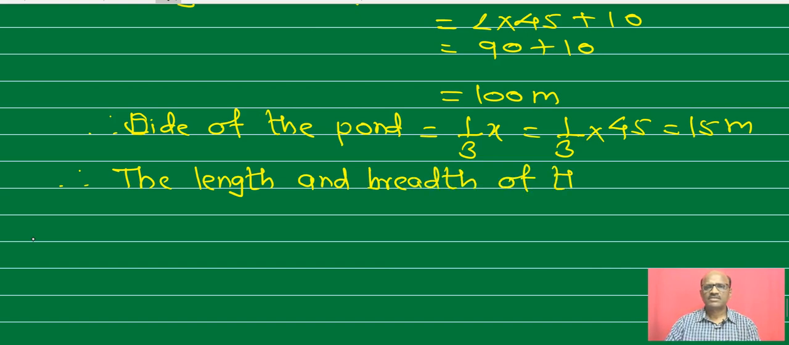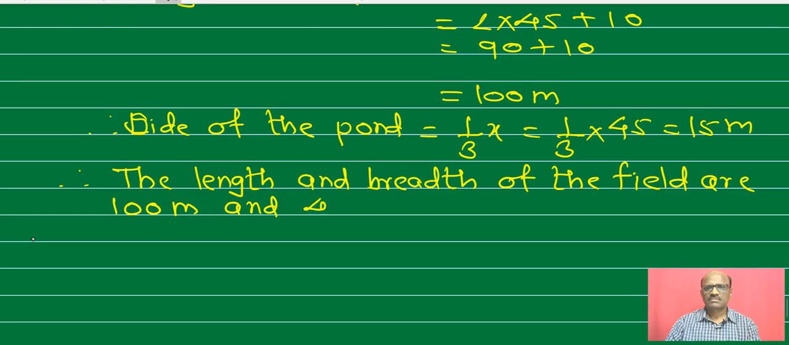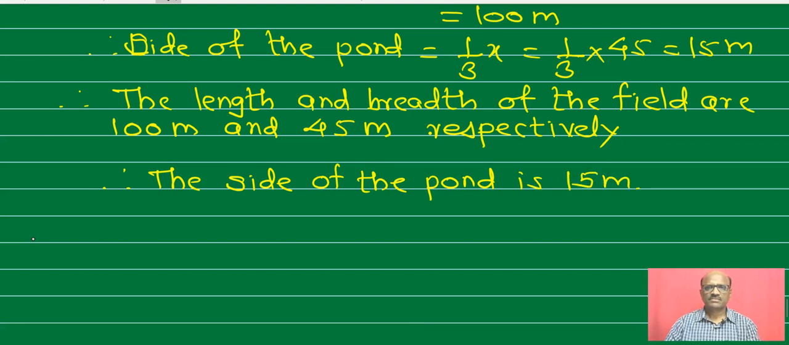Therefore the length and the breadth of the field are 100 meter and 45 meter respectively. The side of the pond is 15 meter.